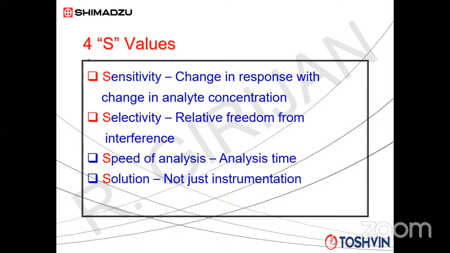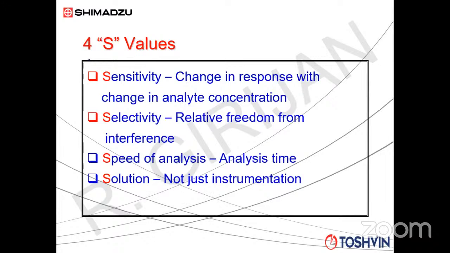Second one is selectivity: relative freedom from interference. It may not be very applicable to the pharmaceutical sector, but when you consider a food sample or an environmental sample, and you are trying to quantify a certain target in that, there are plenty of other unwanted chemicals present in the sample which can cause interference, and these are called matrices. So matrix interference can interfere in the determination of your target. If that actually happens, your determination will not be correct. Whatever quantitative result you get will be totally wrong.